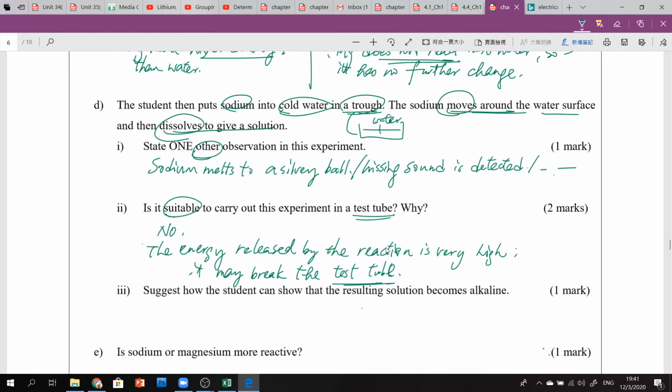So this is what I would like to talk to you about, the word highly exothermic 放熱 to describe the reaction. Now finally, suggest how the student can show the resulting solution becomes alkaline. How? You are going to test the solution by what?